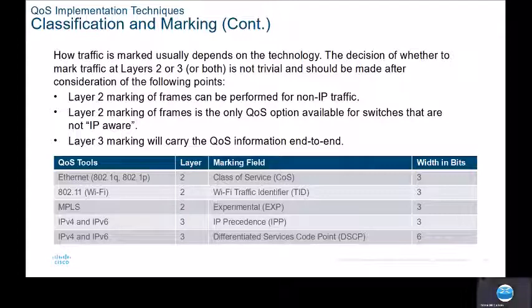So you've got CoS fields in 802.1Q and P. Wi-Fi, you've got a traffic identifier. MPLS has got experimental bits. And of course, you've got IP precedence and differentiated services on IPv4 and IPv6.